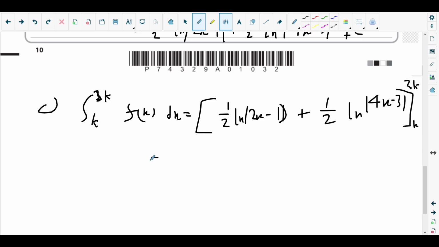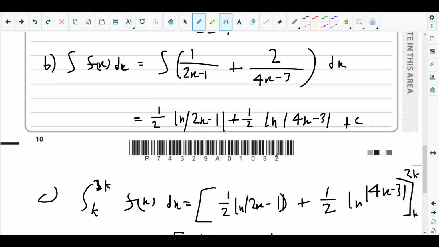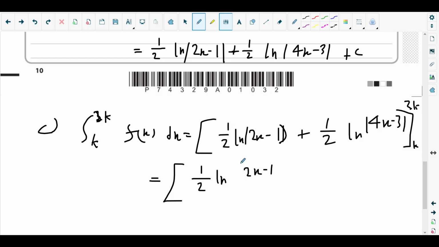Now we can simplify it more. You can take half common, then take ln, the base is the same, e. Ln means log natural, that is log with base e. So we can use the logarithmic rule: 2x minus 1 multiplied by 4x minus 3, with limits 3k and k.